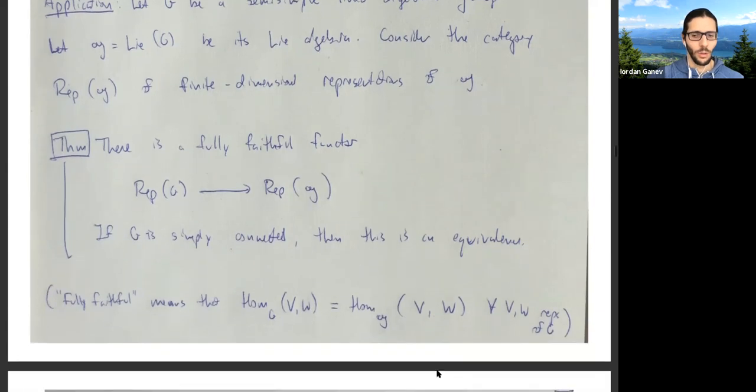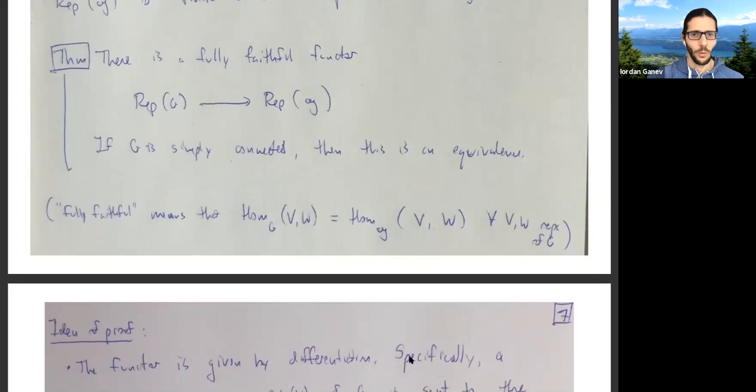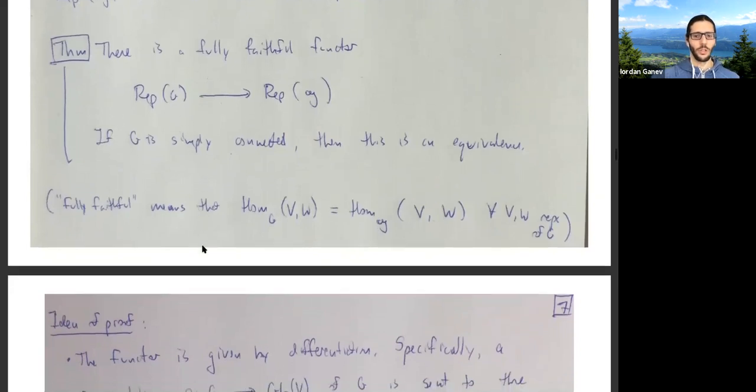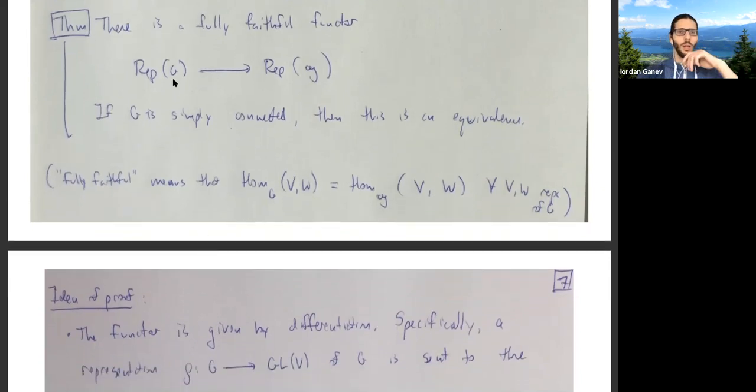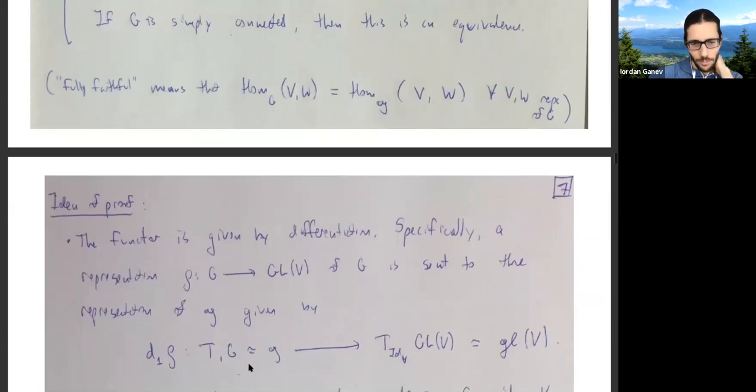Right. So let me give the idea of the proof. First of all, what's the functor? It's given by differentiation. If you have a representation of G, how do we get a representation of the Lie algebra? Well, we saw this already. If we have a representation of G, then we can differentiate at the identity.